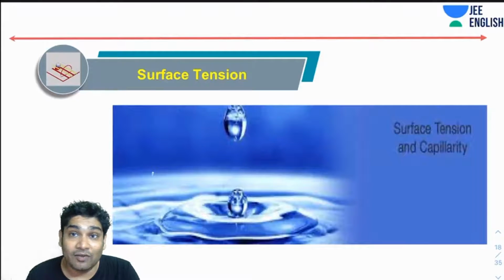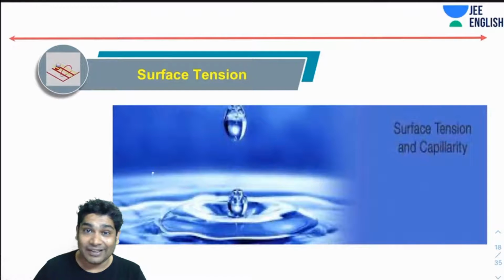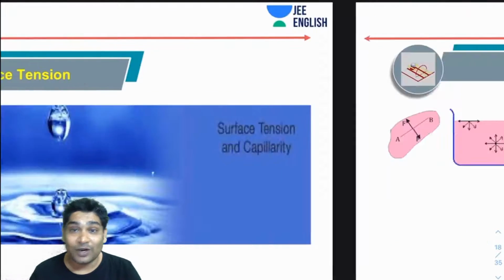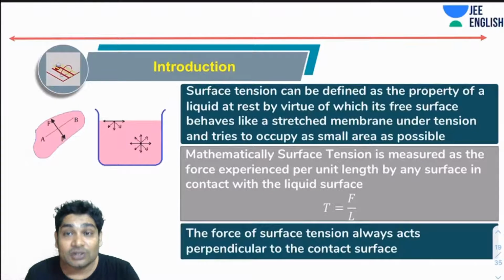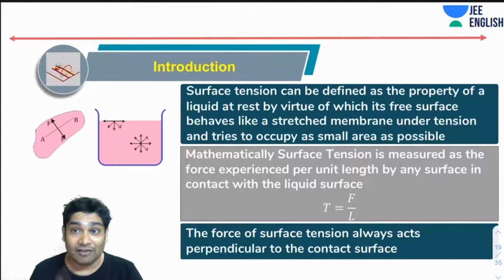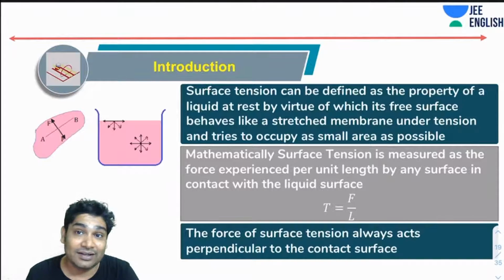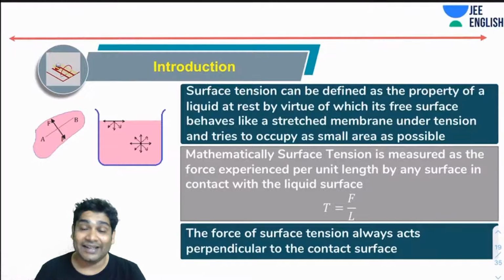Alright. Next, why don't we start our discussion about surface tension? Surface tension and capillary action. So what is surface tension? Surface tension can be defined as the property of liquid at rest by virtue of which its free surface starts behaving like a stretched membrane under tension, and it tries to occupy as small an area as possible.